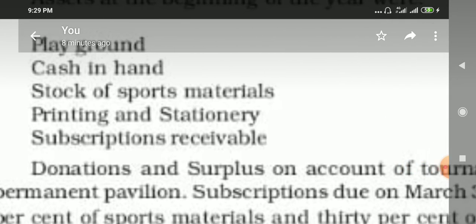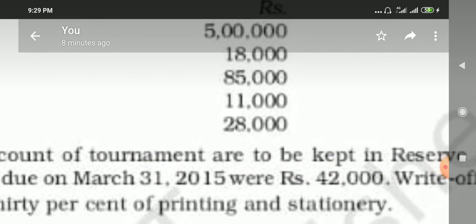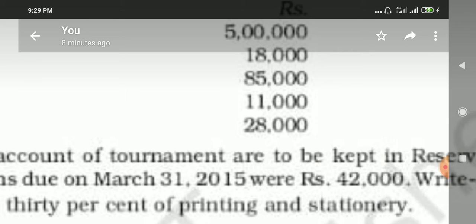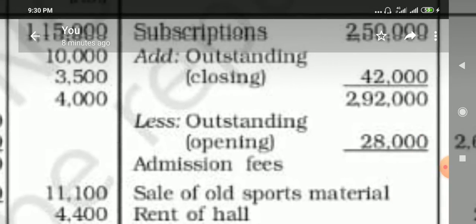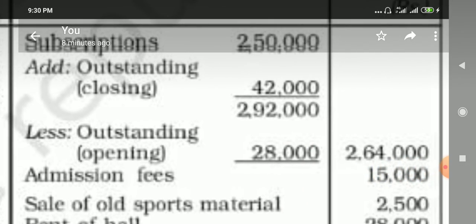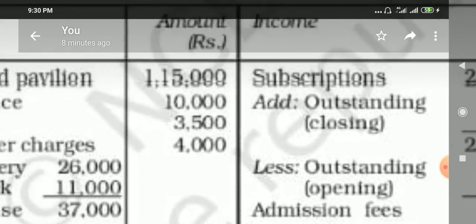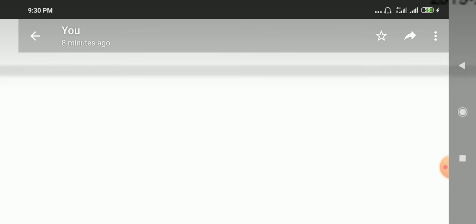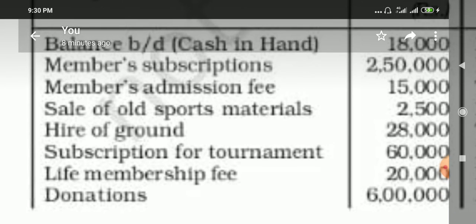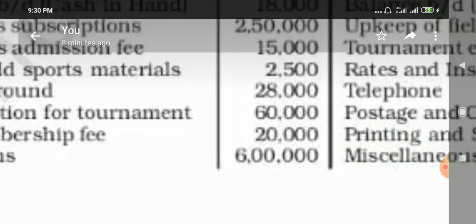See the additional information, just see subscription received this year. We received it, it means it's a sure and certain last year outstanding. So less this amount 28,000, then remaining amount 2,46,000. Then next in receipts and payment account, receipt side, just see member admission fees 15,000.